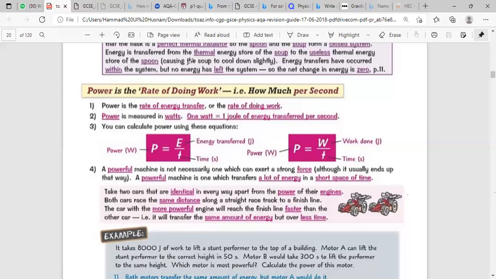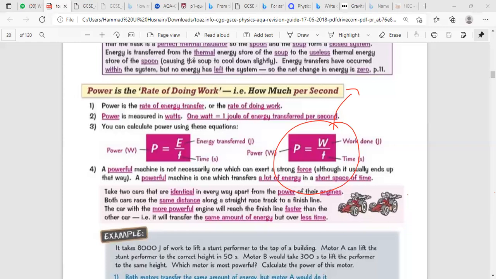So from the formula you can see as well what power means. Power means the ratio of work by time, that is, how much work is done in a particular time. So this is what is meant by power. Have you got the concept of power?